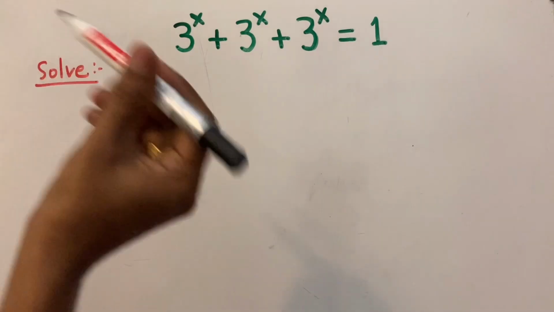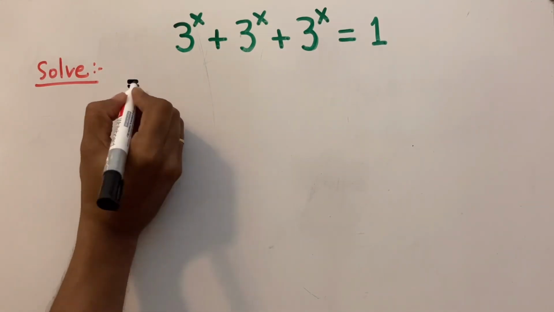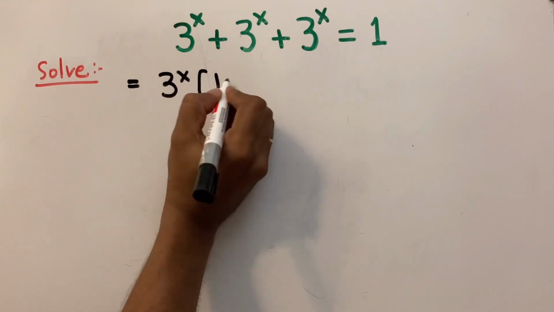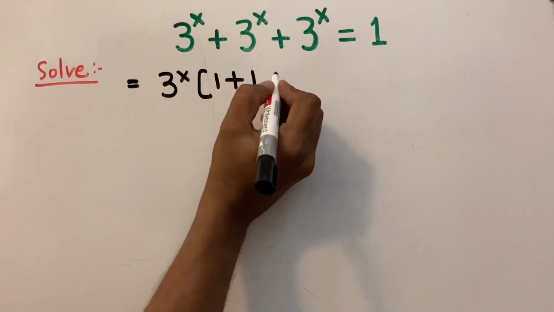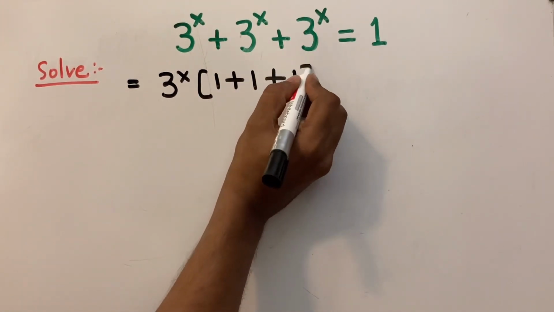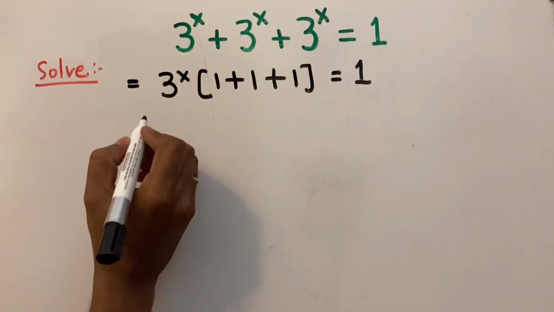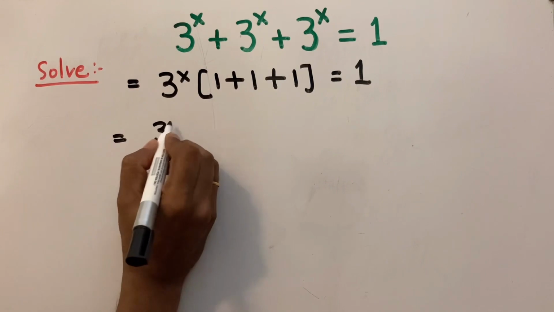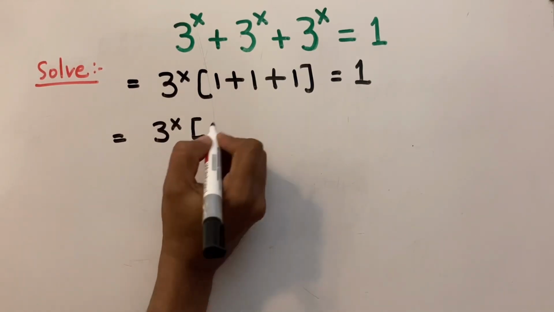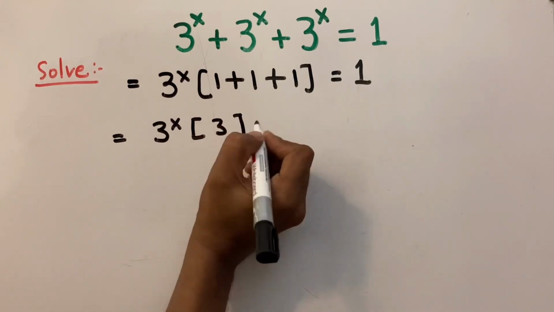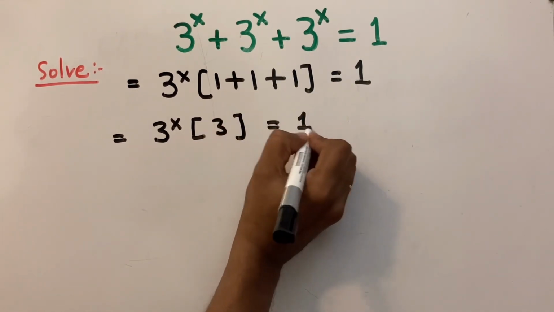x as common. So this simplifies to 3 to the power x bracket 1 from here plus 1 from here plus 1 from here, bracket close, equals 1. This simplifies to 3 to the power x bracket 1 plus 1 plus 1 is 3, bracket close, equals 1.